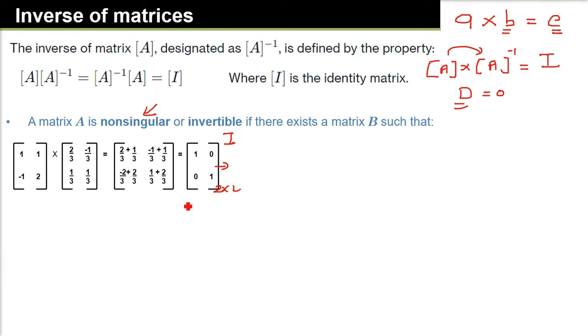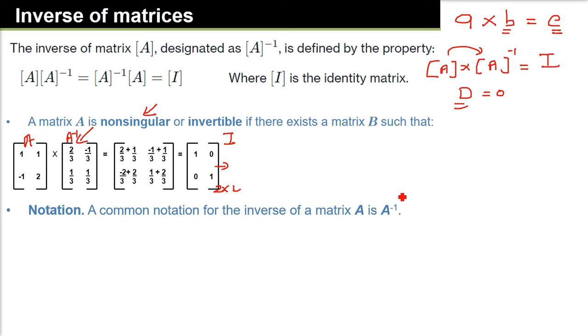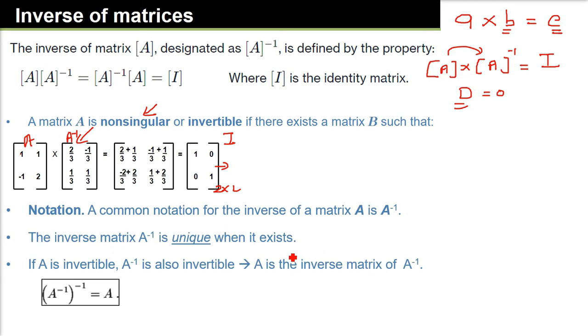So the inverse of 1, 1, negative 1, 2 is 2 by 3, negative 1 by 3, 1 by 3, 1 by 3. The common notation of inverse is just A raised to the power minus 1. The inverse matrix A inverse is unique. That is, you will not have any other matrix that is an inverse of a particular matrix. There will be only one inverse. So if you take the inverse of an inverse, you get the original matrix back.